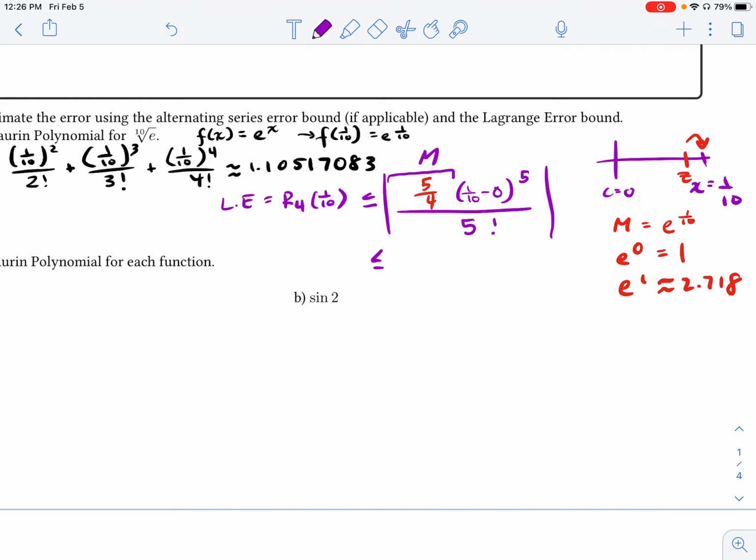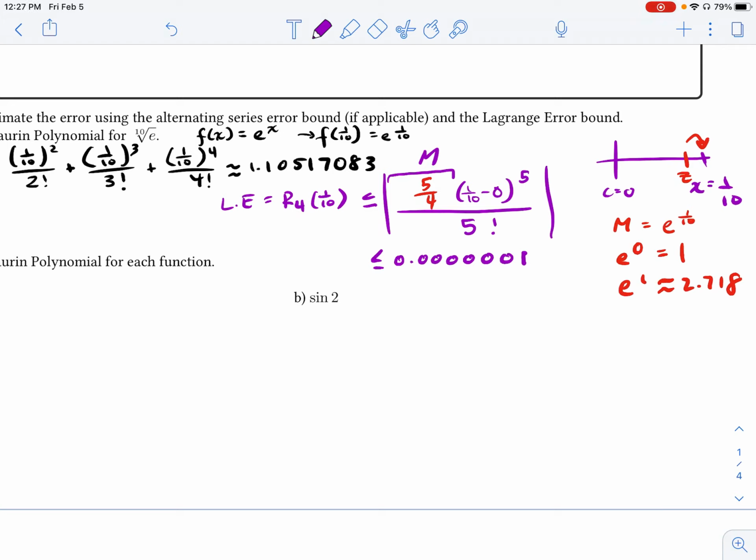So now that I have 5 over 4, I'm just going to approximate 5/4 times 1/10 to the 5th power, all divided by 5 factorial. Let me go ahead and put that into my calculator: 5 over 4 times 0.1 raised to the 5th power, all of that divided by 5 factorial, or the same thing as dividing by 120, should give us 0.00000, how many zeros is that? 0, 1, or 1 times 10 to the negative 7th power.